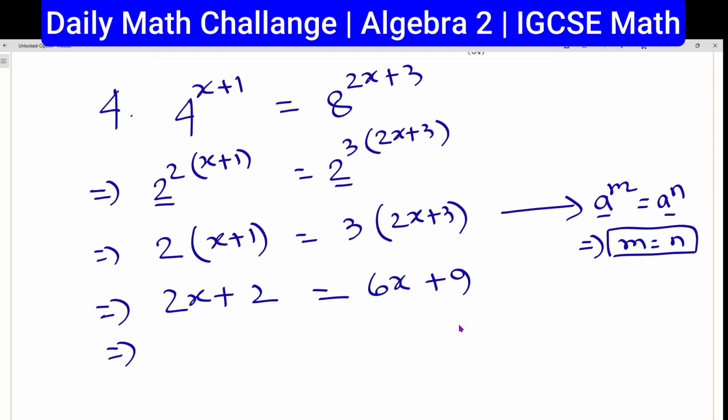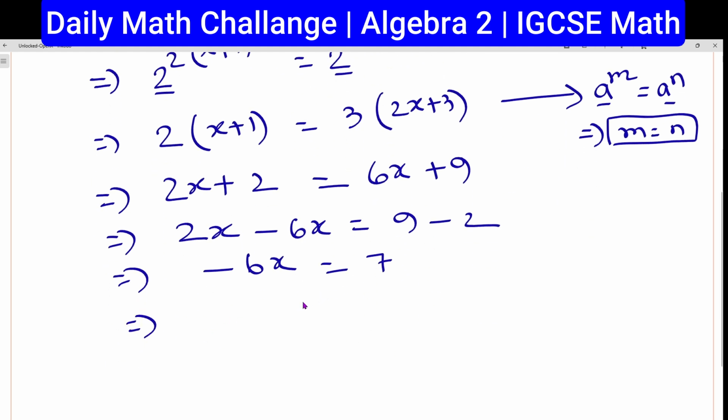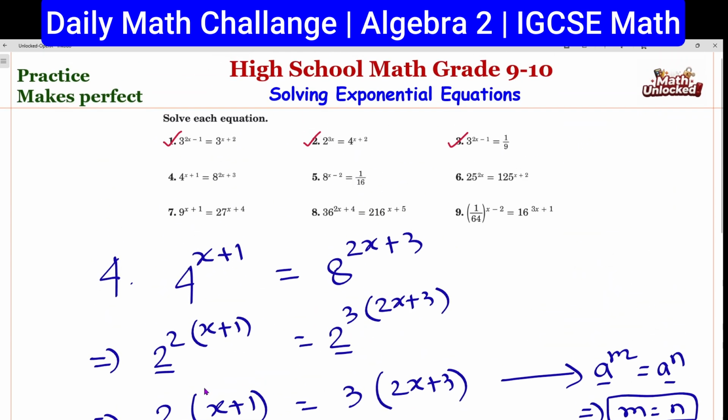Now very simple, we can subtract both sides by 6x, so it will be 2x minus 6x equals 9, and we are subtracting both sides by 2, so minus 2. And here will be minus 6x equals 9 minus 2 is 7. Now we are dividing both sides by minus 6, so x equals minus 7 by 6. This is our answer. So in this video I am trying to solve 4 maths problems based on exponential equations.